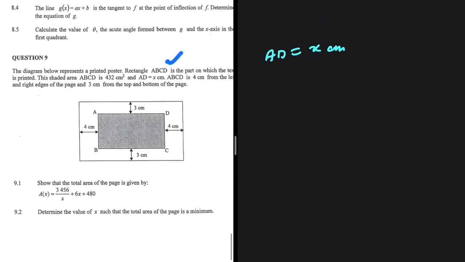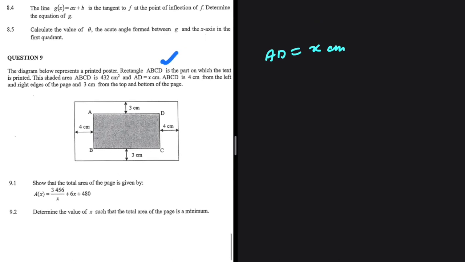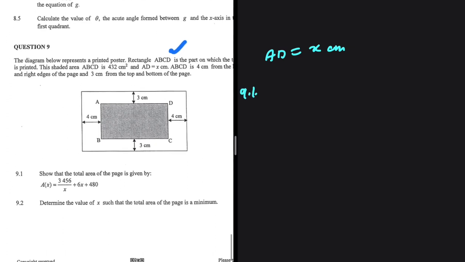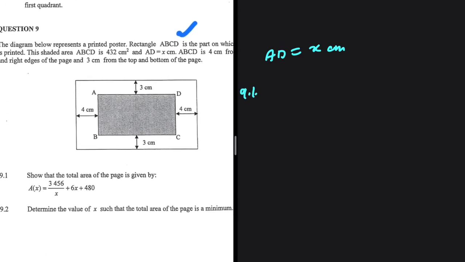Let's carry on. ABCD is 4 centimetres from the left and right edges of the page, and 3 centimetres from the top and bottom of the page. In question 9.1, we're supposed to show that the total area of the page is given by A = 3456/x + 6x + 480. Let's go ahead and make sense of that.